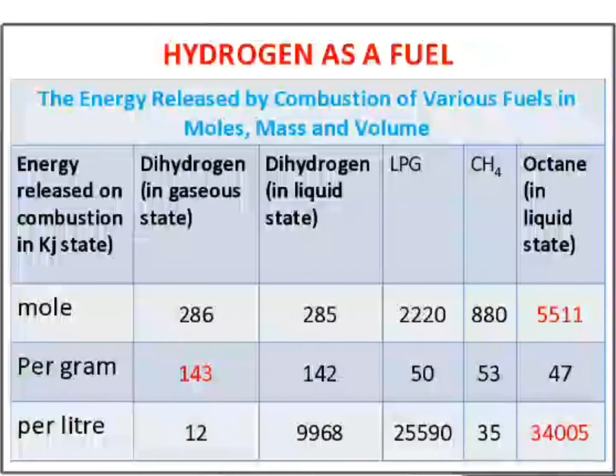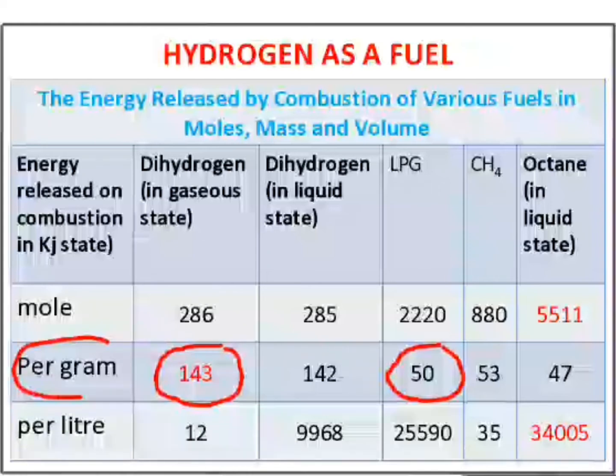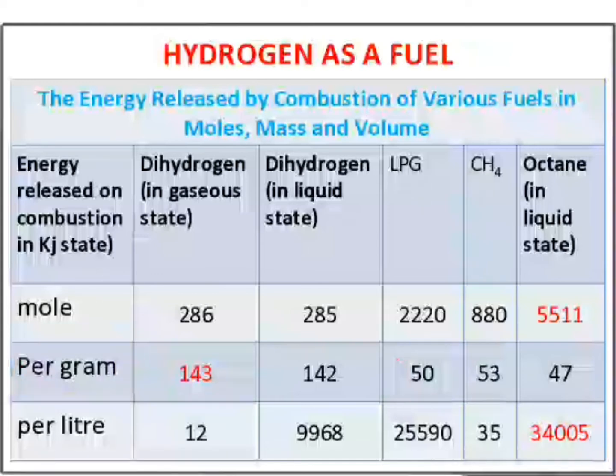If we use hydrogen in place of some classical fuels, then it will be better. Why? Because the energy of dihydrogen per gram is 143, and LPG is giving only 50. So on the basis of mass based comparison, we can conclude that dihydrogen is better. So we can use hydrogen as a fuel. So let's discuss hydrogen as a fuel.